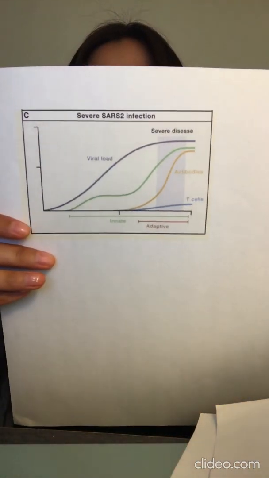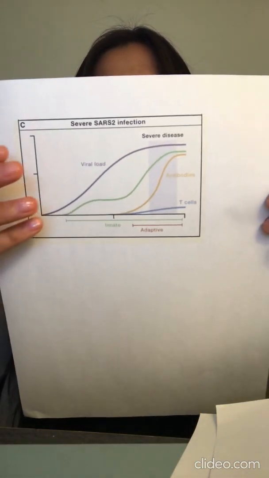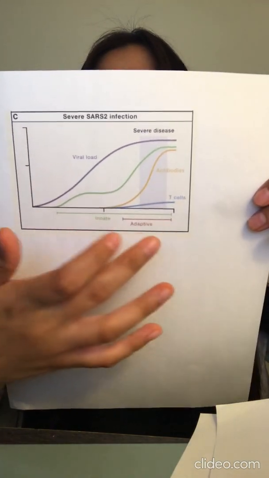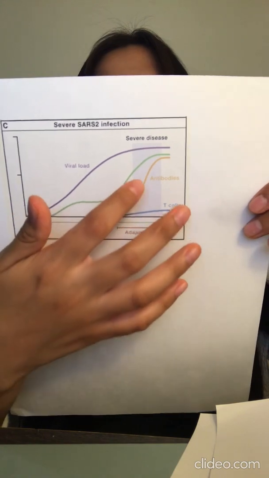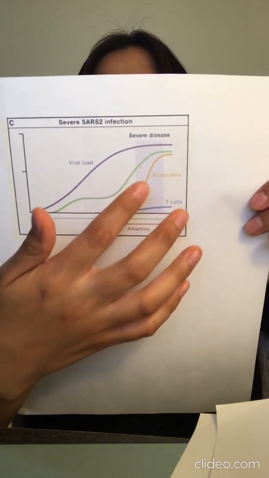Lastly, this figure is a representation of severe SARS-2 infection, and here during adaptive immune response, we see that the viral burden is high and there is a small T cell count.